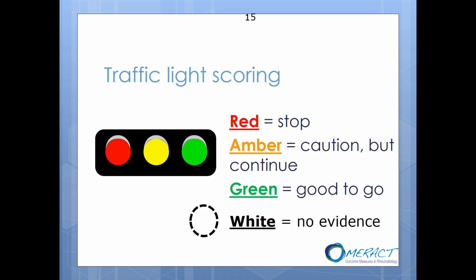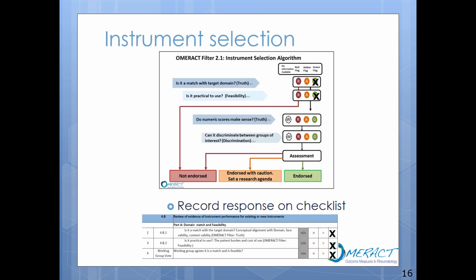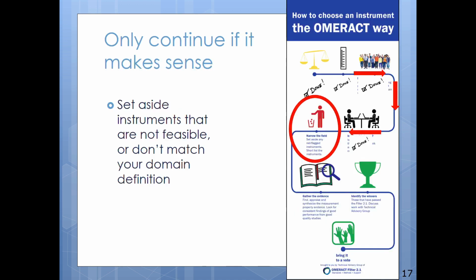White, we'll encounter a little bit later, means an absence of evidence, that there's no evidence at all. And that, along with red, would be something that cannot pass the filter, because we do need to have the evidence for each of our key features. So now we've decided that both the concept match and whether it's practical for use get a green rating, good to go. So we could record that on the OFISA, and we should record it on the instrument checklist, as you can see below. Okay, so now we're moving along our OMERACT way.